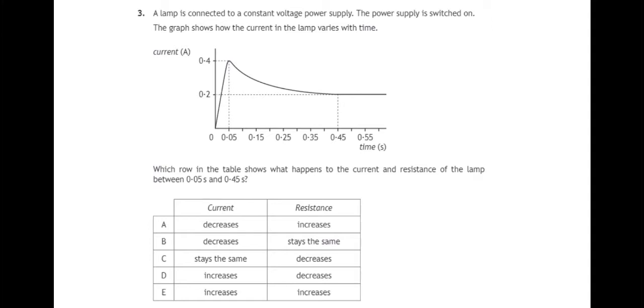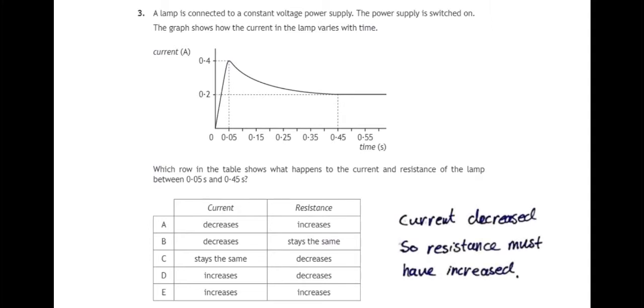Well, if we have a look at that there, we can see that the current is definitely decreasing. If the current is decreasing, then the resistance must have increased at the same time. Answer A.